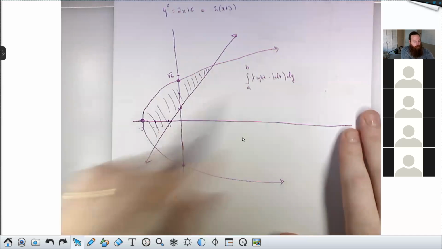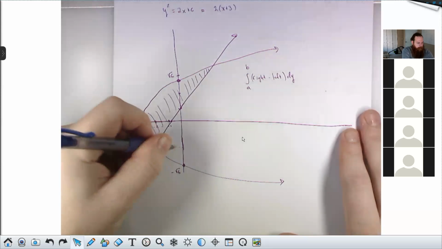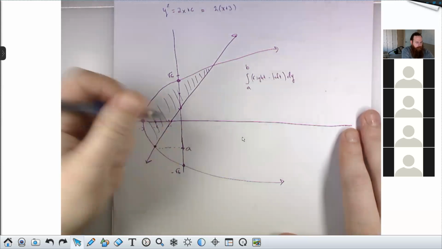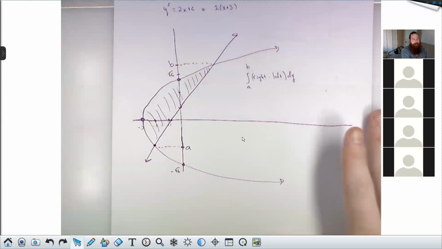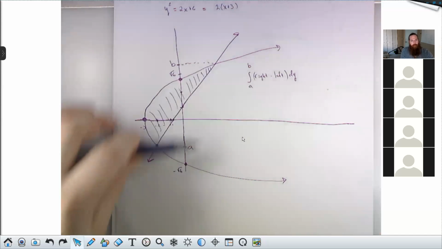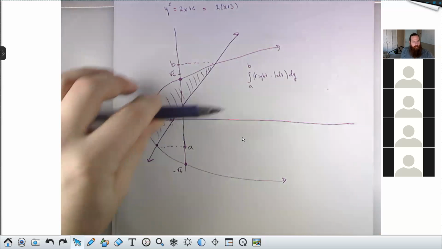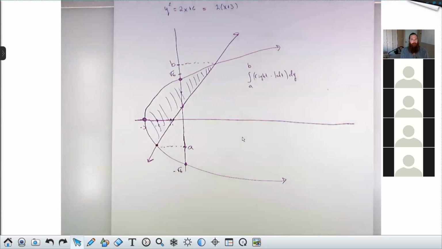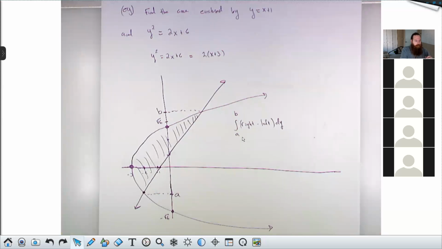Well, these should be y values. And the lower bound is whatever this y value is. And the upper bound is whatever this y value is. Because I think about my Riemann strip as moving through the region like this. So it starts off down here at y equals a, and it moves up here to y equals b. So in order to find those two bounds, I need to set these equations equal to each other. It might be helpful to solve them for x first. We're going to have to do that anyway.